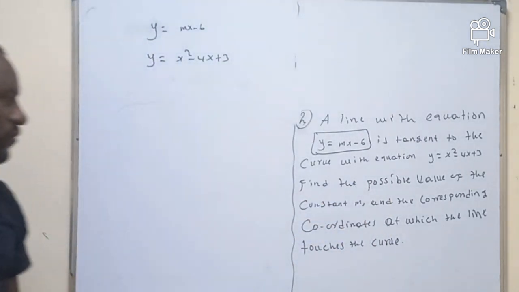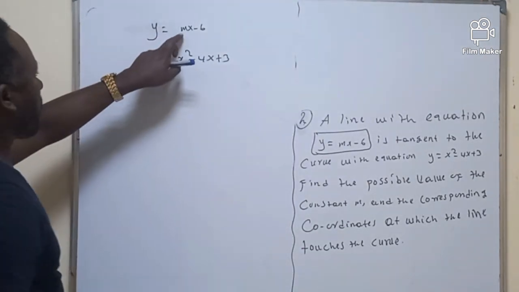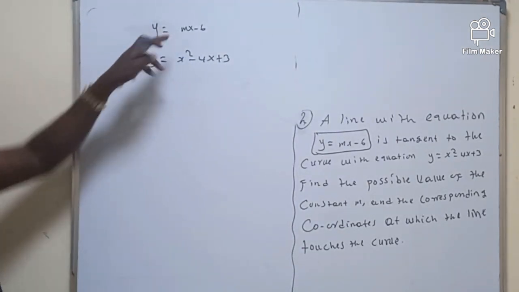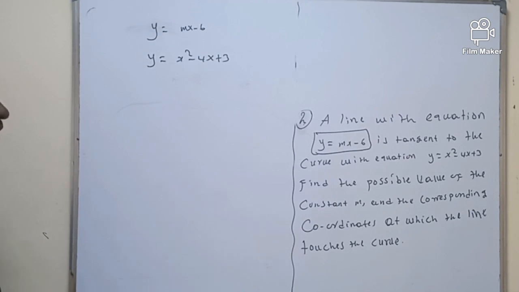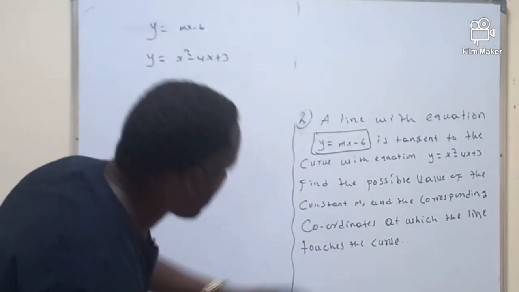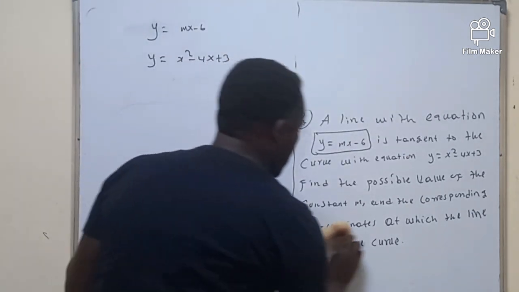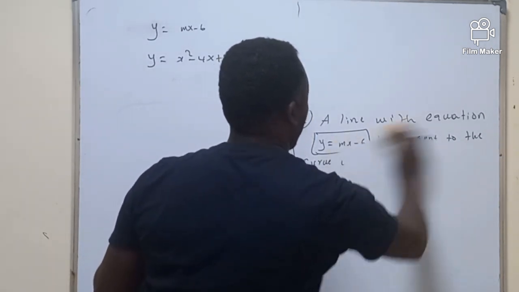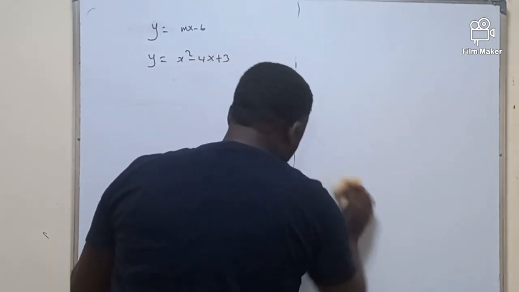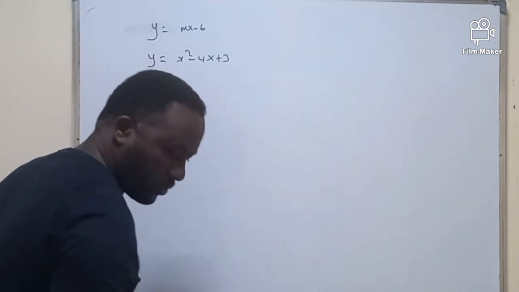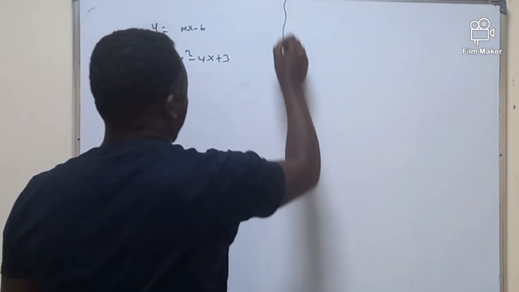Find the possible value for the constant m. How we are going to find the constant m and the corresponding coordinates at which the line touches the curve at exactly one point. Let me explain how we are going to do this problem in general.